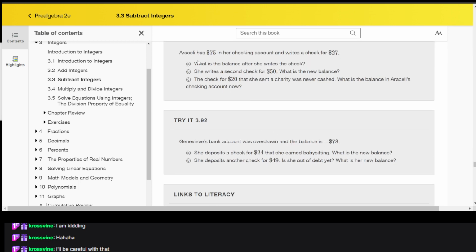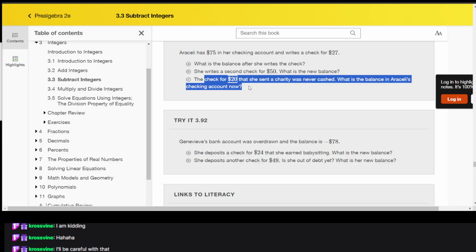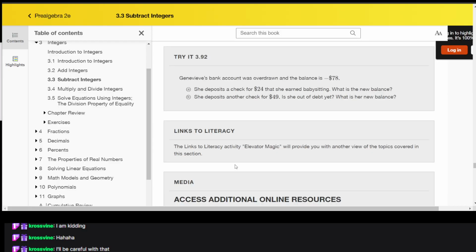Araceli has $75 in her checking account and writes a check for $27. I think I'm gonna do that again. What is the balance after she writes the check? She writes a second check for $15 with a new balance. The check for $20 she sent Charity was never cashed. What is the balance in Araceli's checking account? They're gonna do the same thing.